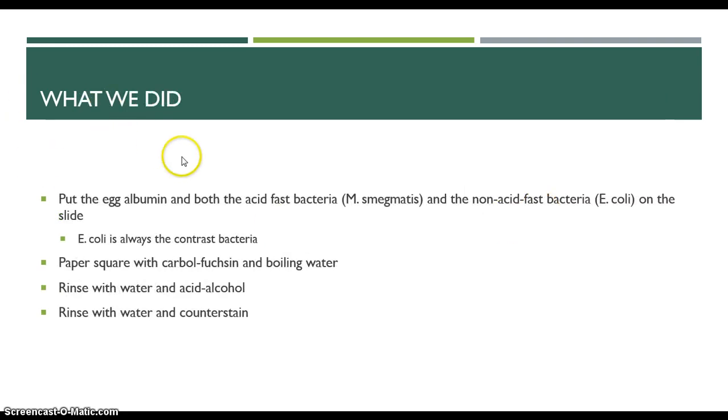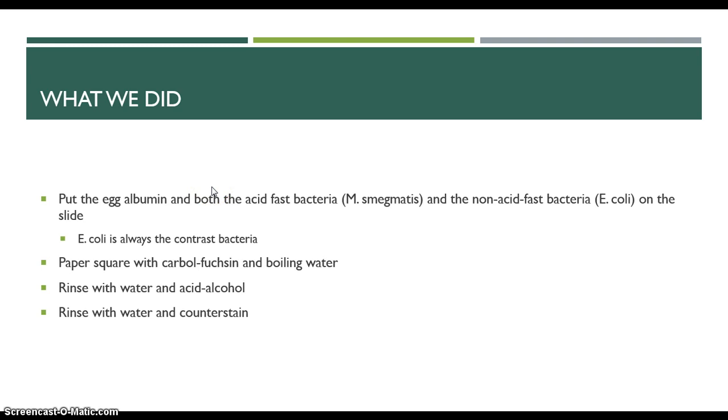And so what we did was exactly that. We put the egg albumin on the slide, and then we put both the acid-fast bacteria, Mycobacterium smegmatis, and the non-acid-fast bacteria, E. coli.